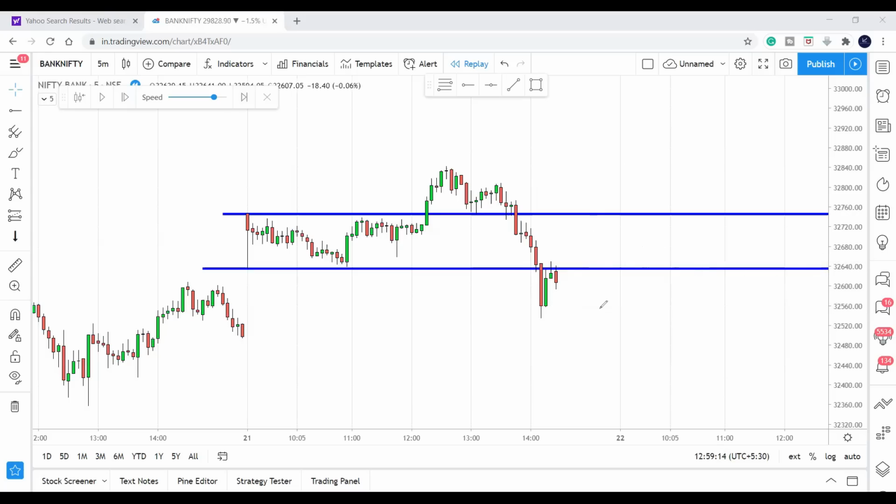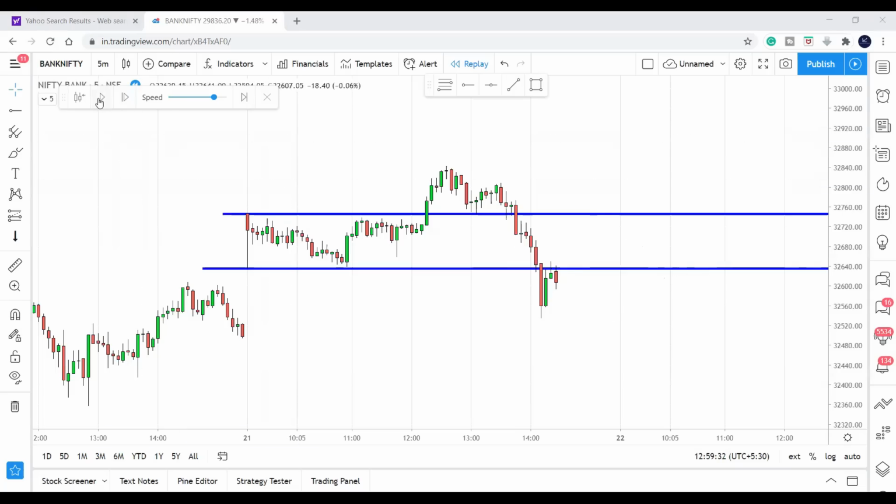So what is the best place to enter? I said when price comes and tests that breakout line and makes a bearish candle. Now you will short, okay? You will short now, and you will keep the stop loss above that candle, above the breakout.